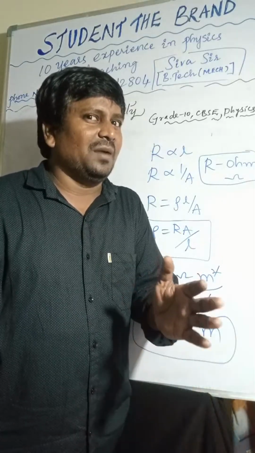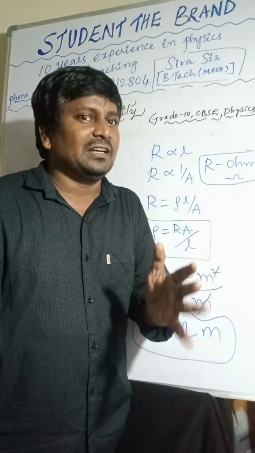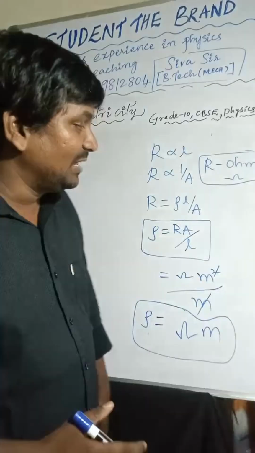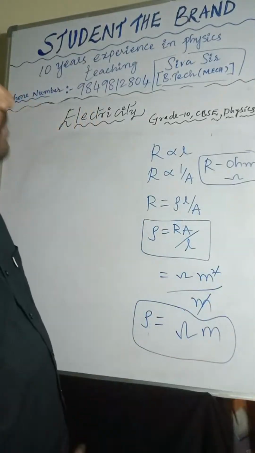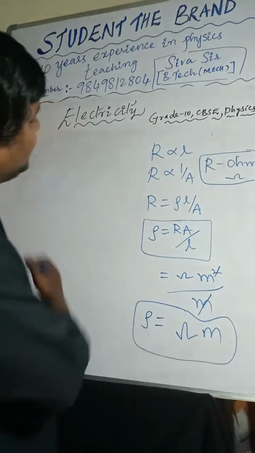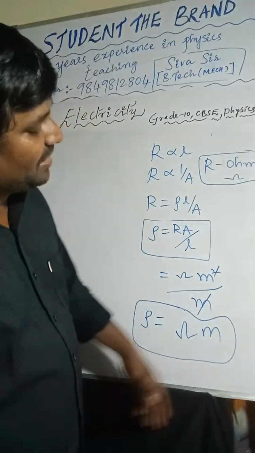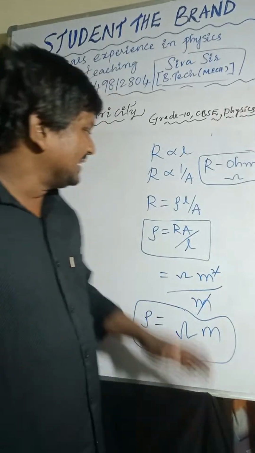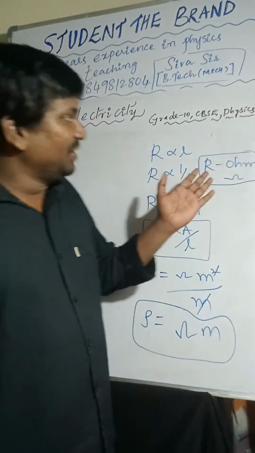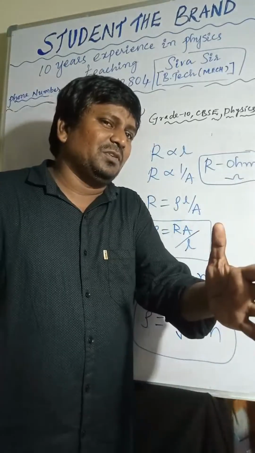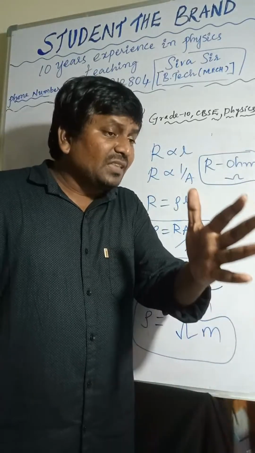Resistance is the phenomenon of opposing the electric current. Resistivity is the property of the material. Resistance is the phenomenon of opposing the electric current.